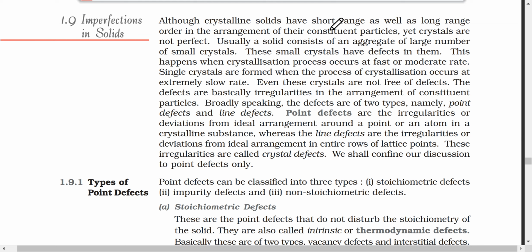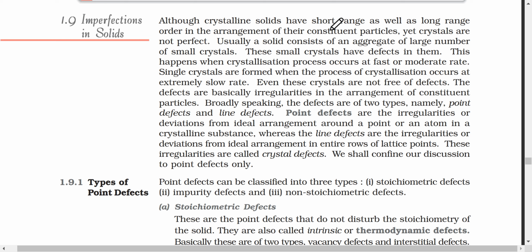Usually a solid consists of an aggregate of large number of small crystals. These small crystals have defects in them. This happens when crystallization process occurs at fast or moderate rate. Single crystals are formed when the process of crystallization occurs at extremely slow rate. Even these crystals are not free of defects. The defects are basically irregularities in the arrangement of constituent particles. मतलब जो particles हैं उनके arrangement में irregularity है, उसी को defect कहेंगे.